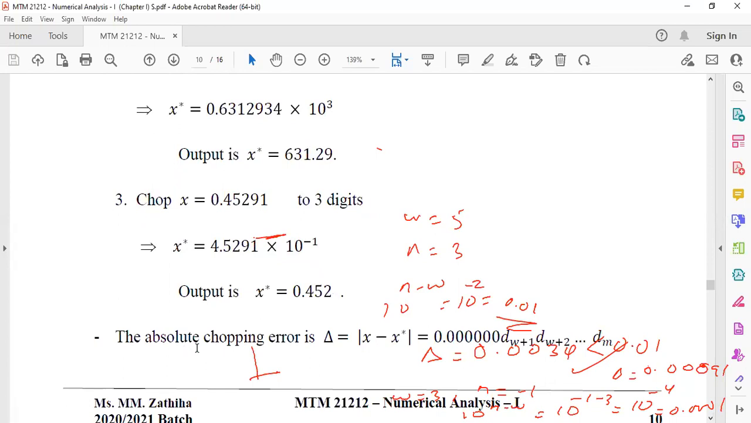Okay. This is absolute chopping error, delta. So 0. How many? 3 zeros. So 0.00091 and 0.00091. Okay, 4. Just 4. 0.0001. Yeah, what do you think? 2, 3. Which one is greater? Someone put greater than. What is that?